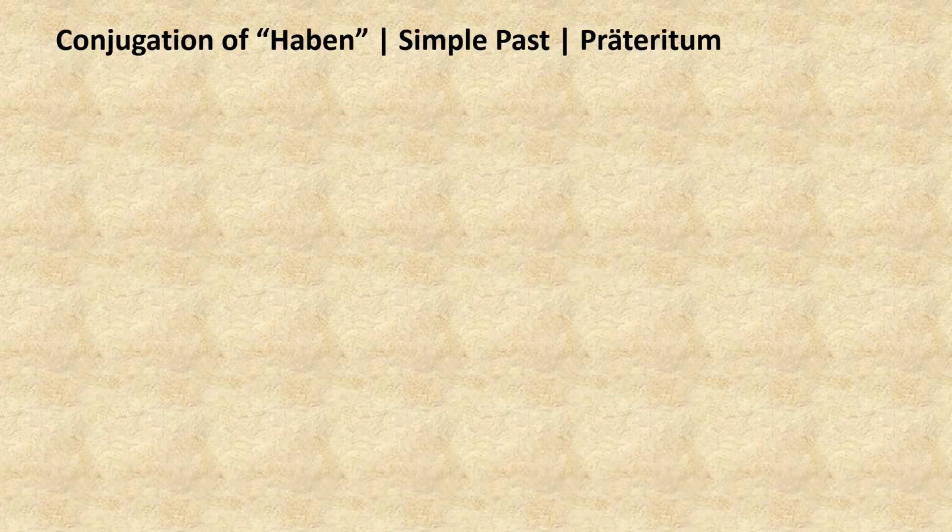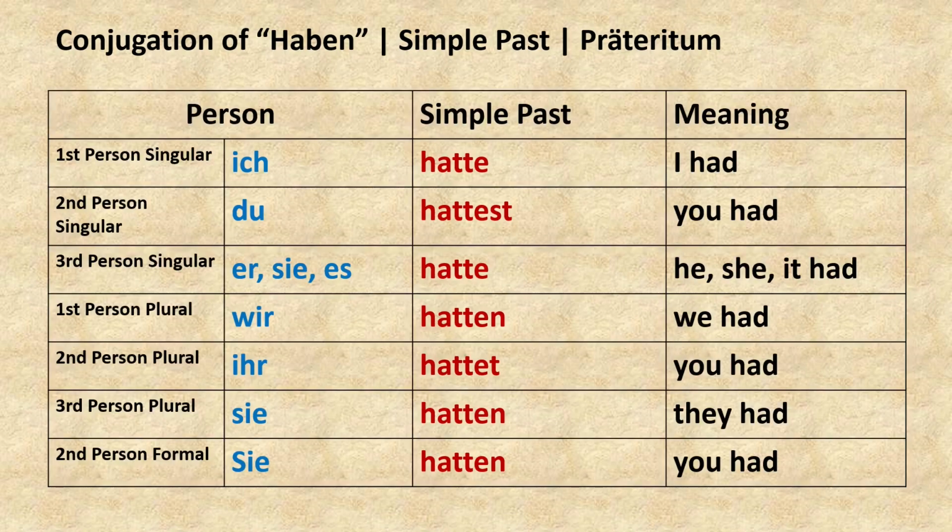Now let us see the conjugation of haben in Präteritum. Ich hatte, I had. Du hattest, you had. Er, sie, es hatte. He, she and it had. Wir hatten, we had. Ihr hattet, you had. Sie hatten, they had. And the second person formal, Sie hatten, you had.